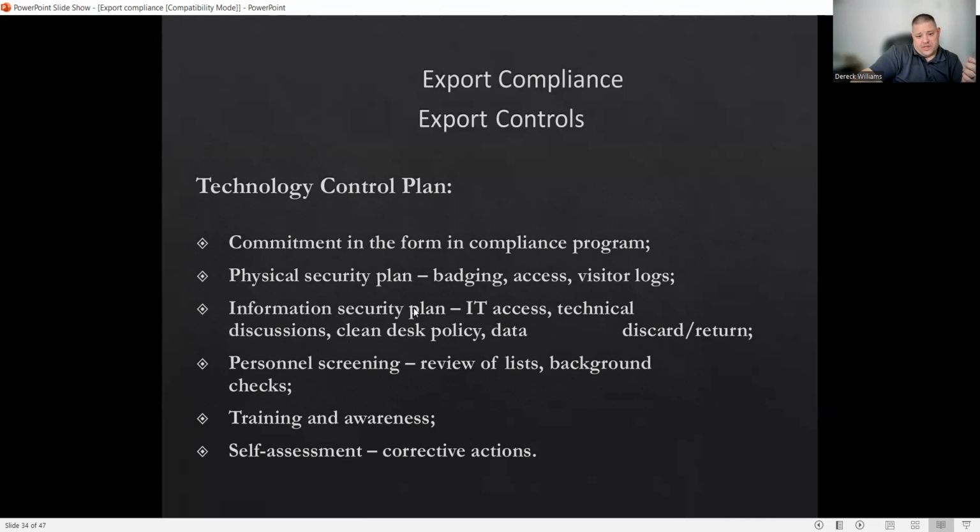Some companies I've been in, their clean desk policy is no joke. At the end of every single day, every piece of paper, every post-it note, everything is cleared off their desk and locked away, just because of the significance of the information that they manage every day. It has to be secured. Personnel screening, review of lists, background checks, etc. You have to have training and awareness as part of your technology control plan, as well as self-assessment and corrective action.